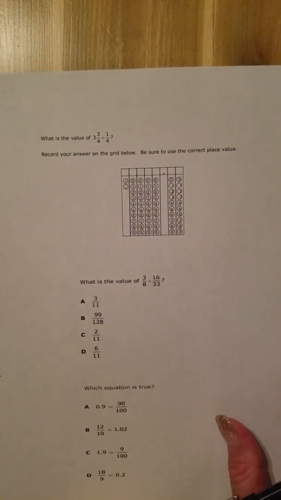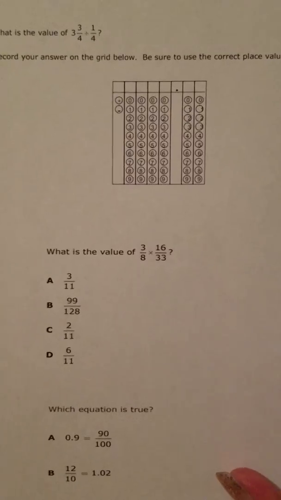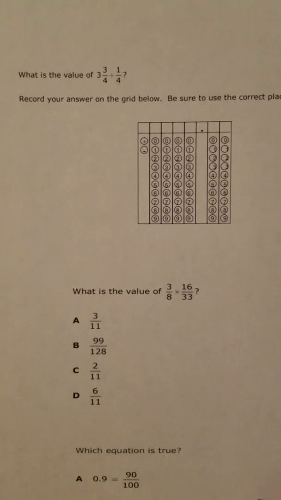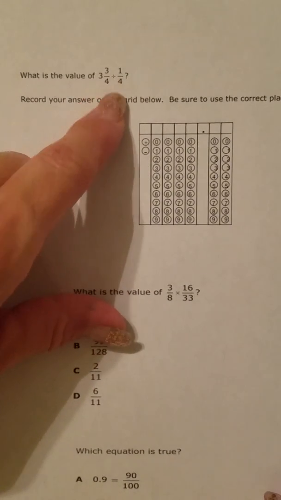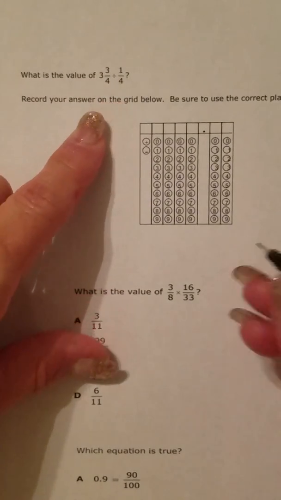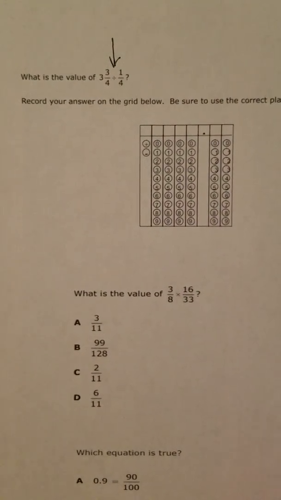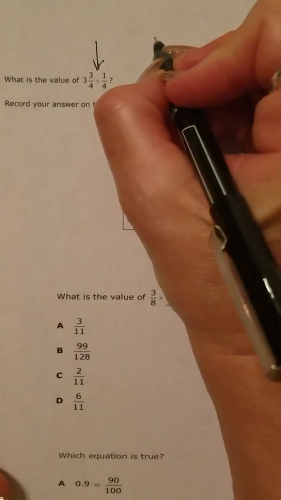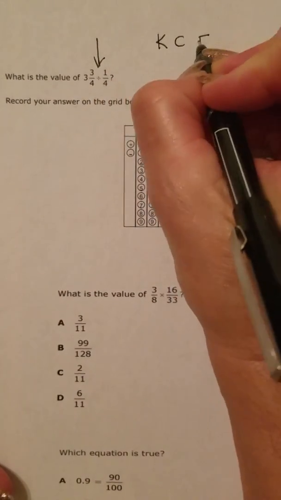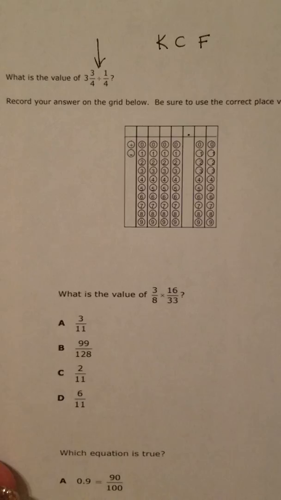Number 10. I believe we've done this one before. Kind of looks familiar. Anyways, so we want to know what is the value of 3 3/4 divided by 1/4. Well, first thing, we cannot do division of fractions like this. So we want to do keep, change, flip. You only do it in division. You do not do it in multiplication.